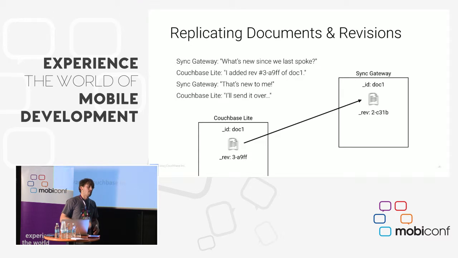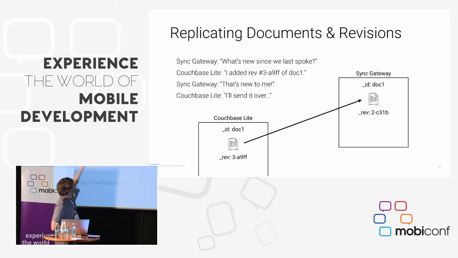And that way you can have a history of the commits and you know exactly when the conflict happened and you know how to resolve it. But essentially what happens is, if Couchbase Lite wants to push to Sync Gateway, then Sync Gateway will say, what's new since we last spoke? And Couchbase Lite will say, I've got a new revision for that document. And Sync Gateway will say, oh, that's new to me. And Couchbase Lite will say, I'll send it over.